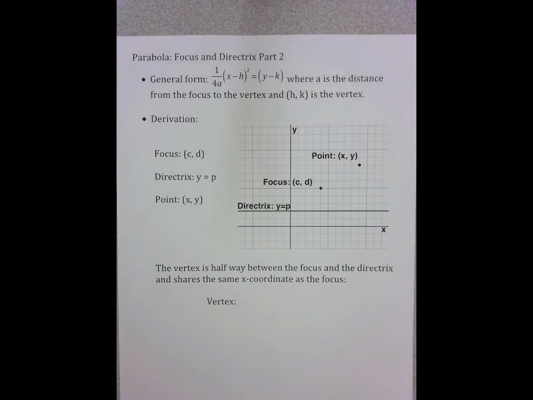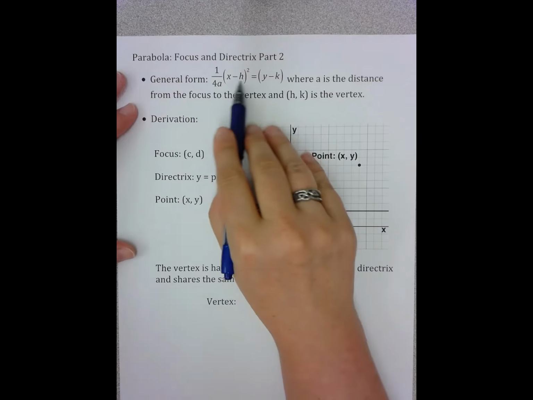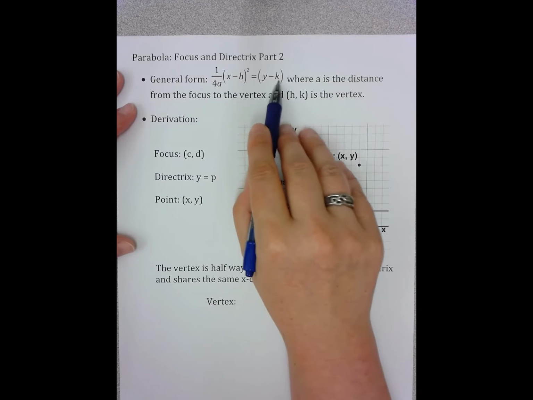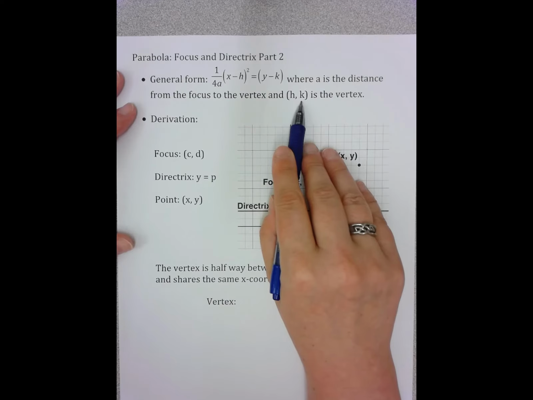These are the second part of the notes dealing with the focus and the directrix. In this second part, we explore a general form for the equation of that parabola. And that form is, we saw this already, x minus h squared on the left, and on the right-hand side, y minus k, where the vertex is h comma k.